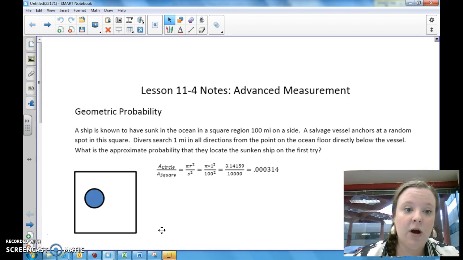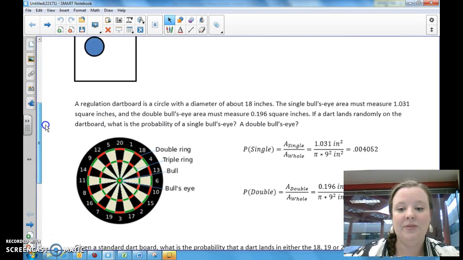So basically in this problem, you're searching an area that's in the shape of a square where each side is 100, and you're going to basically stake somewhere in that square and make a circle with a radius of 1 mile and search in that area. So if I want to figure out the probability that I get it on my first try, that would be the area of the circle over the area of the square. I simply plug in and I get 0.000314, so very slim chance.